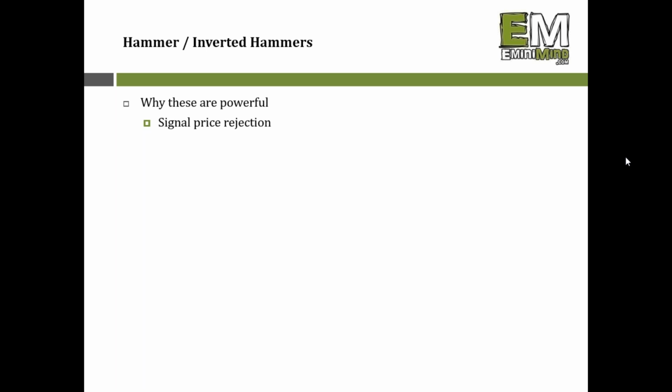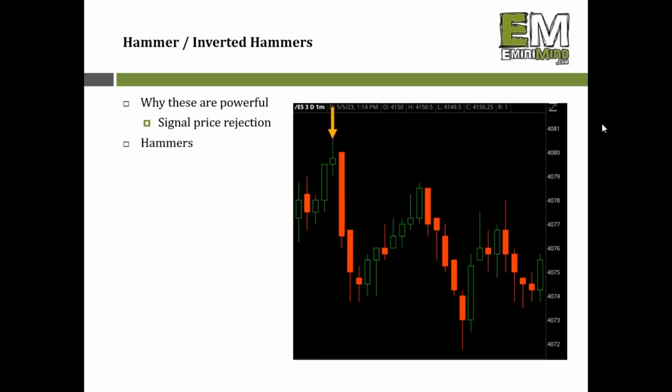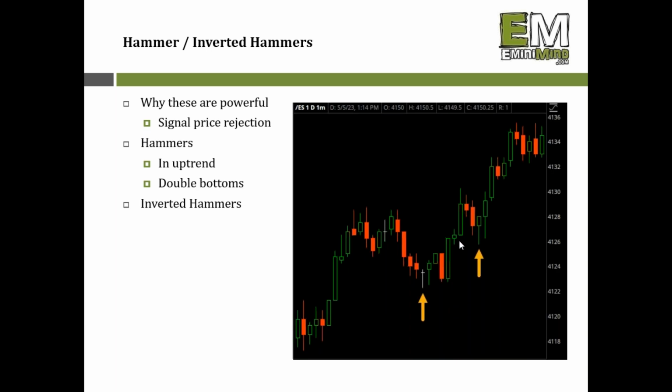So when you have a hammer, it doesn't matter if it's a 1-minute chart, a daily chart, or a 15-minute chart. The powerful part about hammers is that they show you that price has gone down and then has rallied. There was some sort of support. The sellers rejected the price as it went lower, and buyers pushed it back up. And so the closing candle forms what's called a hammer.